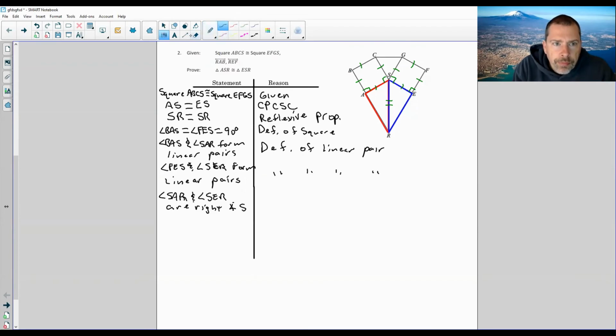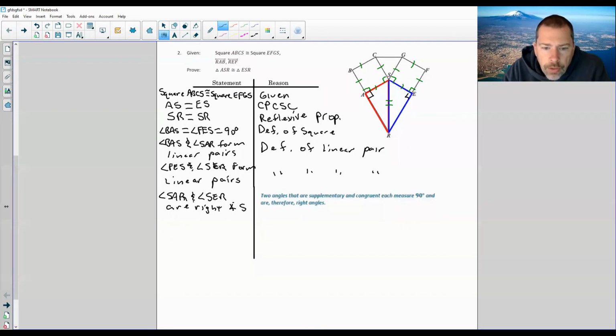Reason. SAR and SER are right angles. Well, that's simply because a linear pair is 180 degrees. And since FES is 90, SER has to be 90 because 90 plus 90 is 180. So those have to be right angles. Okay. So that's that really long statement again: two angles that are supplementary and congruent each measure 90 degrees and are therefore right angles. Let me bring that in from the last proof.